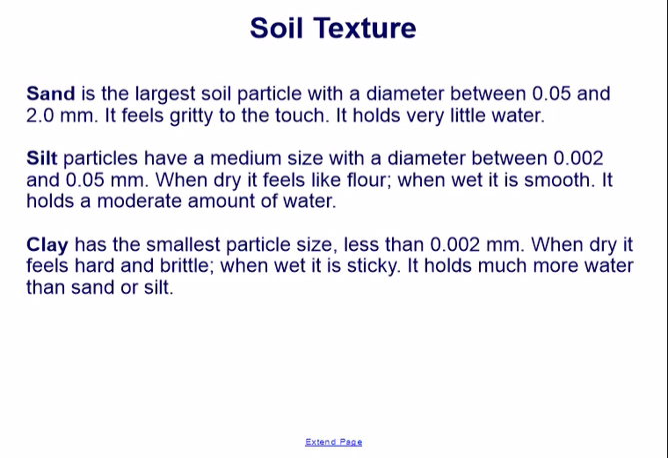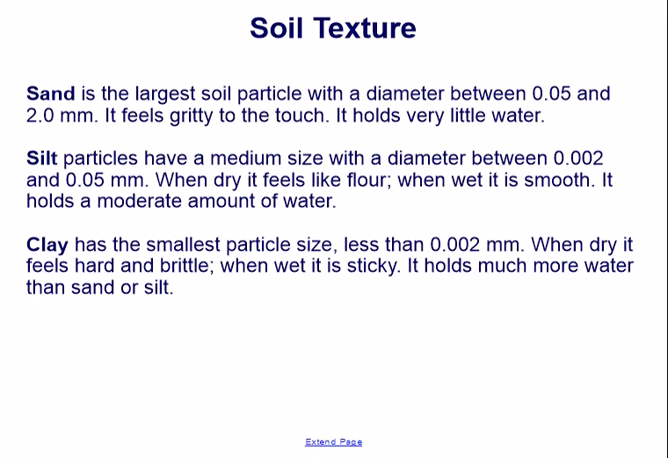Sand is the largest particle with a diameter between 0.05 and 2 millimeters. It feels gritty to the touch. It holds very little water. Silt particles have a medium size with a diameter between 0.002 and 0.05 millimeters. When dry, it feels like flour. When wet, it is smooth. It holds a moderate amount of water.